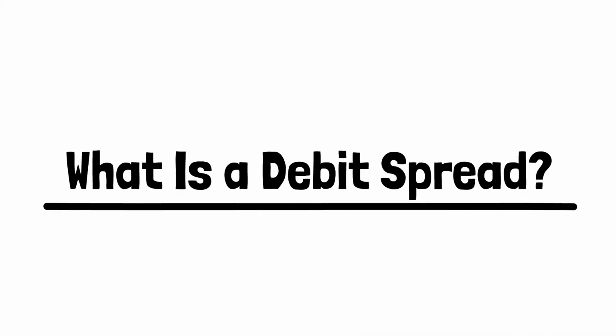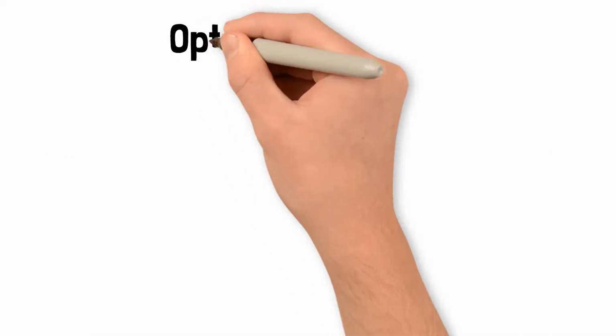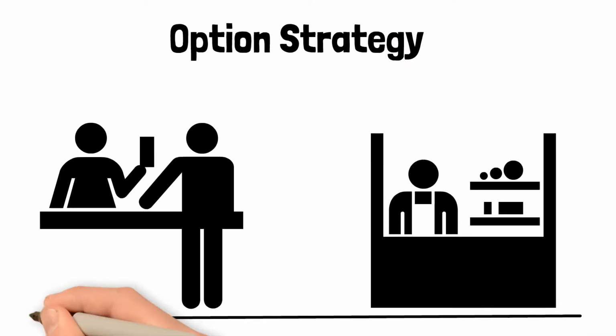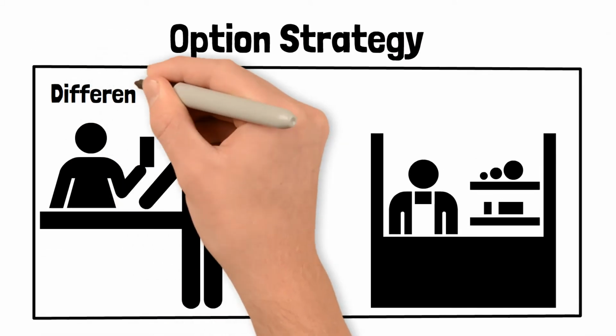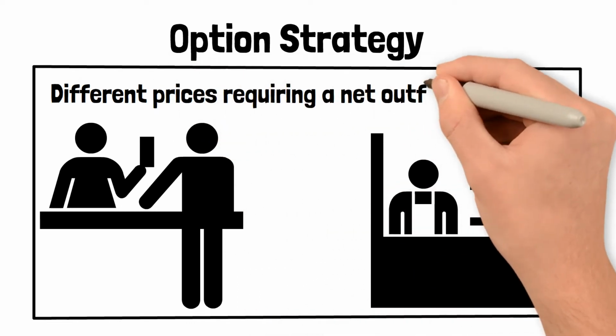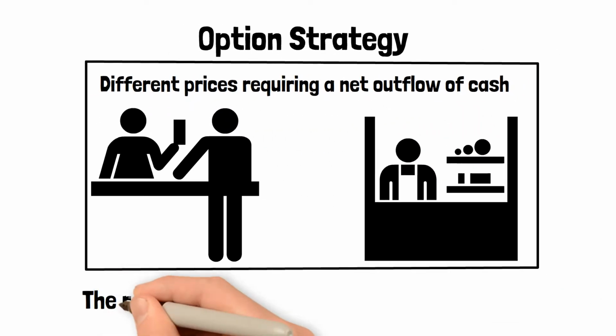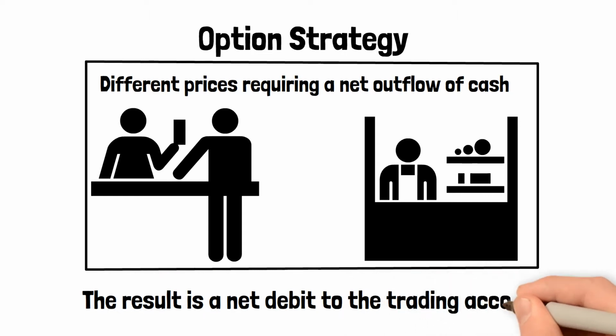What is a debit spread? A debit spread, or a net debit spread, is an option strategy involving the simultaneous buying and selling of options of the same class with different prices, requiring a net outflow of cash. The result is a net debit to the trading account.